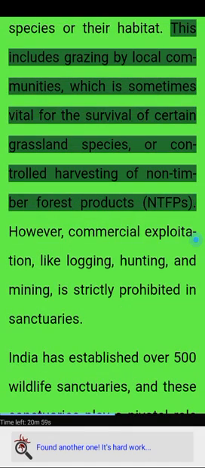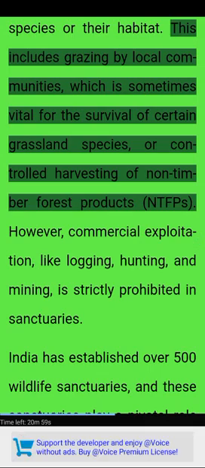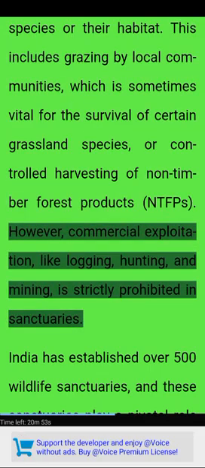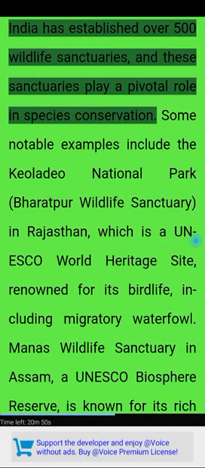This includes grazing by local communities, which is sometimes vital for the survival of certain grassland species, or controlled harvesting of non-timber forest products (NTFPs). However, commercial exploitation, like logging, hunting, and mining, is strictly prohibited in sanctuaries. India has established over 500 wildlife sanctuaries, and these sanctuaries play a pivotal role in species conservation.